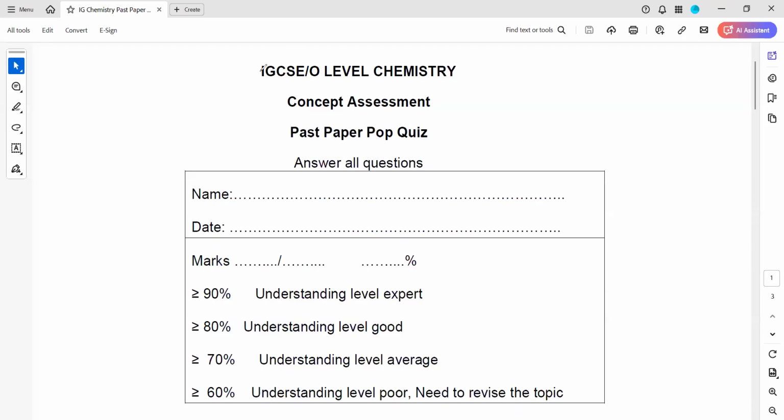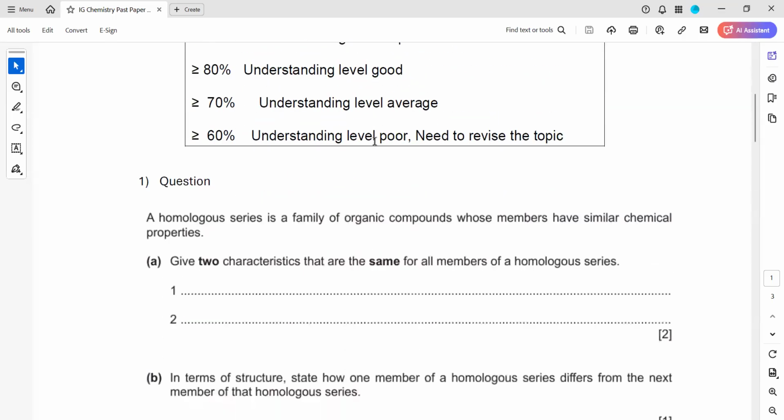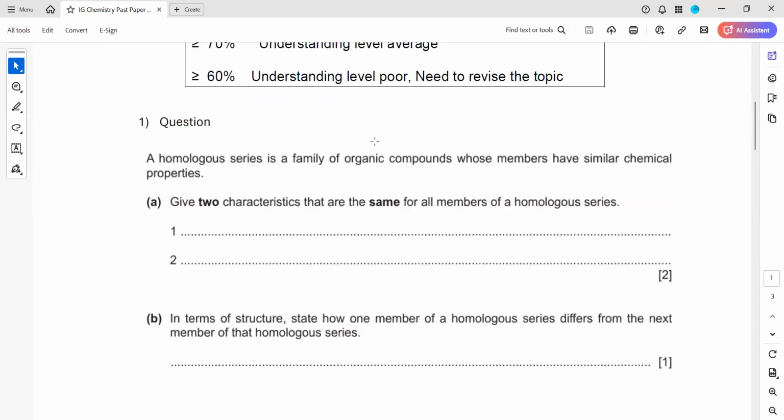So first we'll start with the past paper pop quiz. This was pop quiz 10, and the questions were related to organic chemistry.